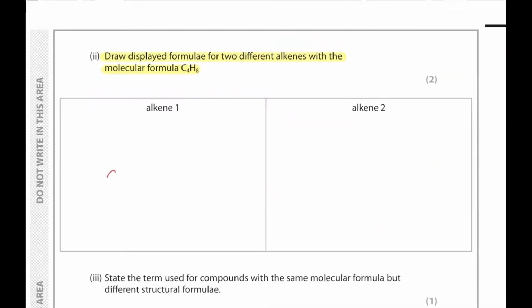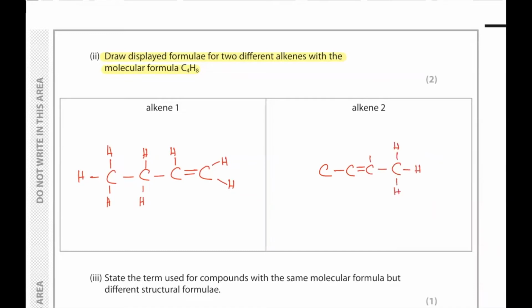So with the molecular formula C4H8, we can have but-1-ene. So if we do the but-1-ene, it's going to be like this. Remember, each carbon must have 4 bonds. So keep adding hydrogen until you have 4 bonds established to it. And since this is an alkene, there is going to be a carbon-carbon double bond. And the next thing that we can do also is the 4 carbons in one row while keeping the double bond in the middle and fulfilling the rest of it with hydrogen.